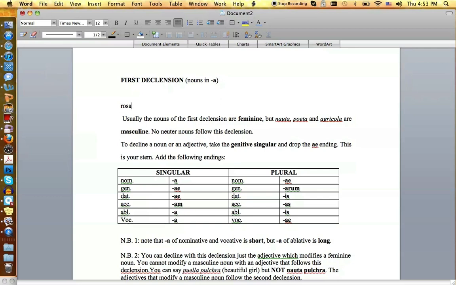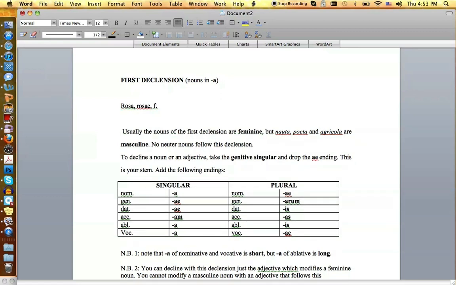If you look in a dictionary, you will find rosa, rosae, F meaning feminine. Remember what we said, that you always have to memorize the gender, because nouns have gender in Latin. They can be either masculine, feminine, or neuter. The entry of the dictionary gives you the nominative ending and the genitive ending. The genitive is essential because it's the one that tells you to what declension a noun pertains.